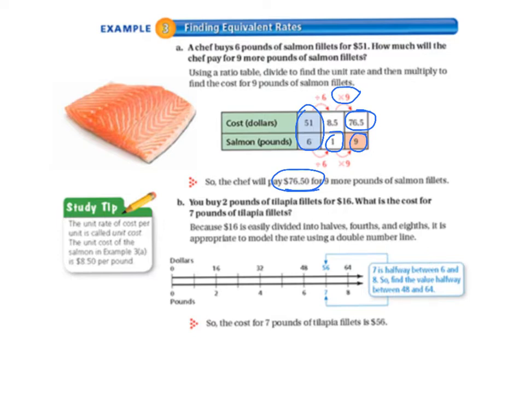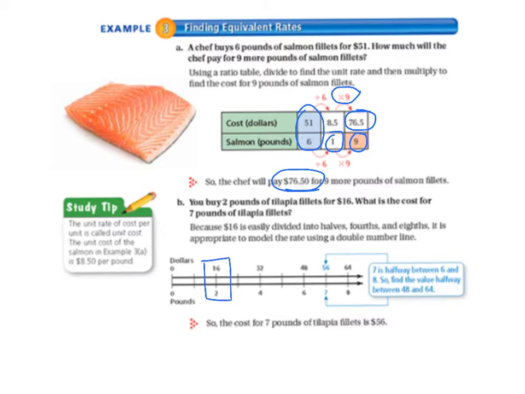Letter B, you buy 2 pounds of tilapia fillets for $16. What is the cost for 7 pounds of tilapia fillets? We're doing the same thing, but we're using a slightly different method. We're using the double number lines. Because $16 is easily divided into halves, fourths, and eighths, it is appropriate to model a rate using a double number line. So we can see that 2 pounds is $16.